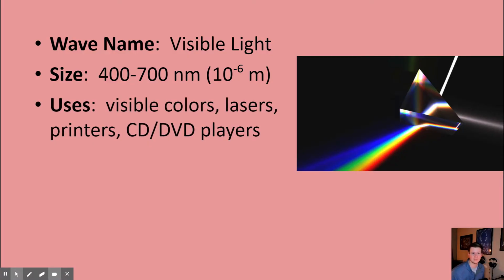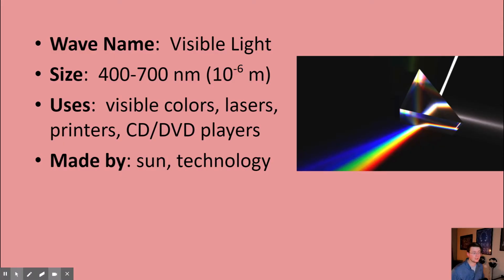A lot of our electronics, anything that has a screen is utilizing visible light. Lasers that we can see, absolutely, right? If you get your cat to chase that laser, good fun use of visible light. Printers will use that. CD and DVD players will use visible light to pull information, along with magnets and things like that. Made by the sun, right? And really any form of technology we have will generate that.